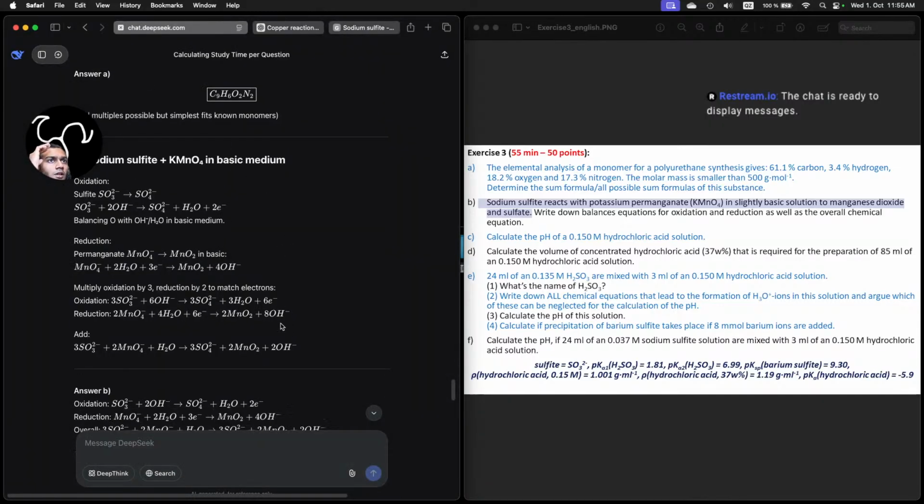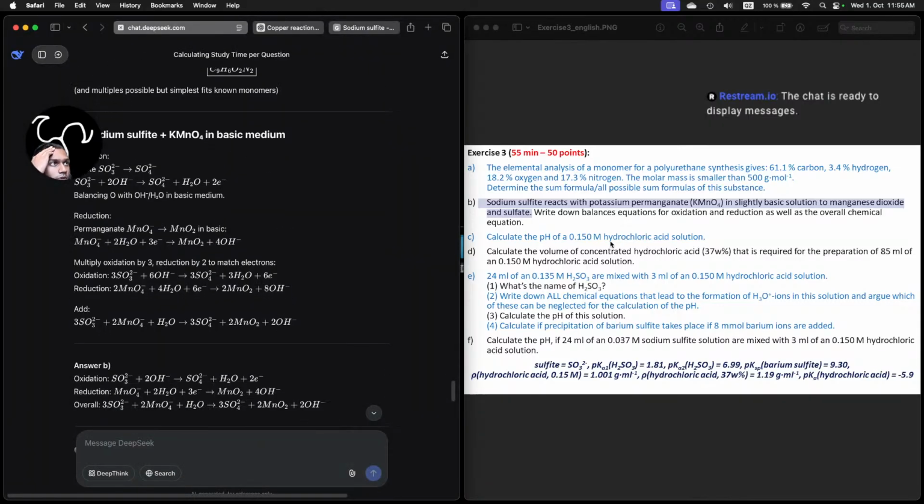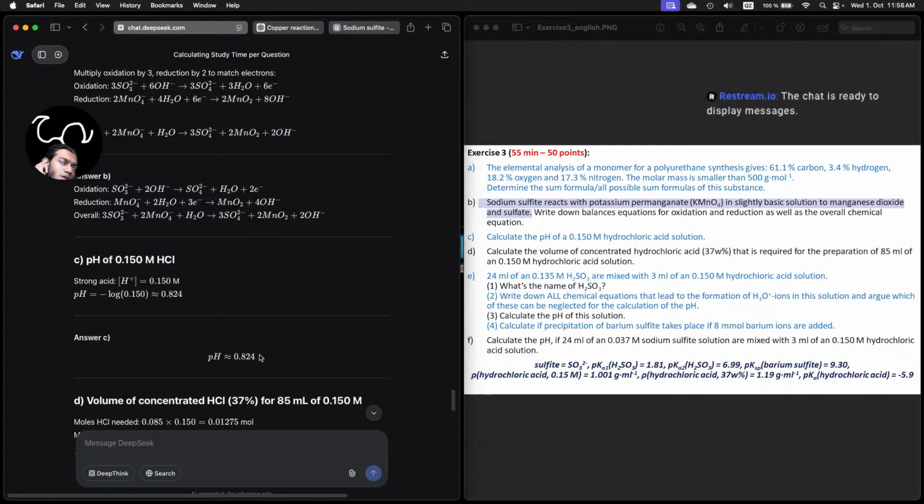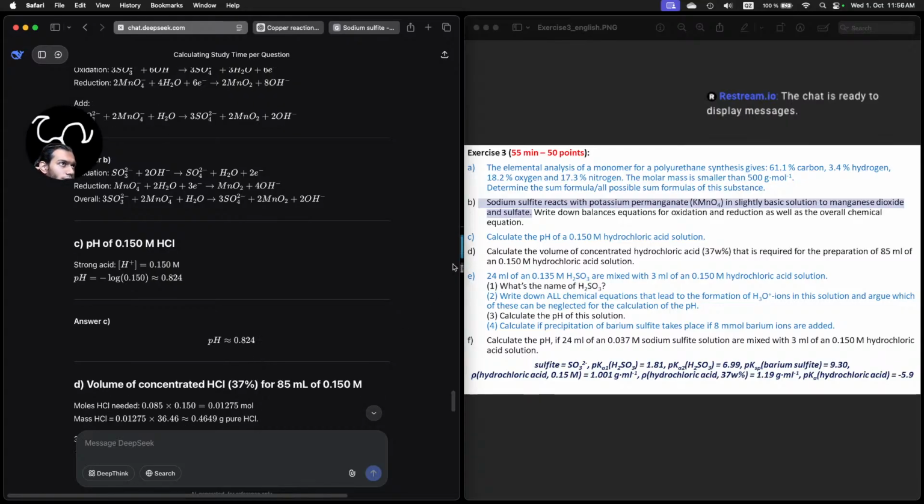Okay, I'll look into that later. Now calculate the pH of 0.150 moles of H2SO4. We got the density, strong acid, H plus. pH equals, okay, we just go direct. Oh no, okay, that's too powerful. Calculate the volume of concentrate. Autocatalysis.